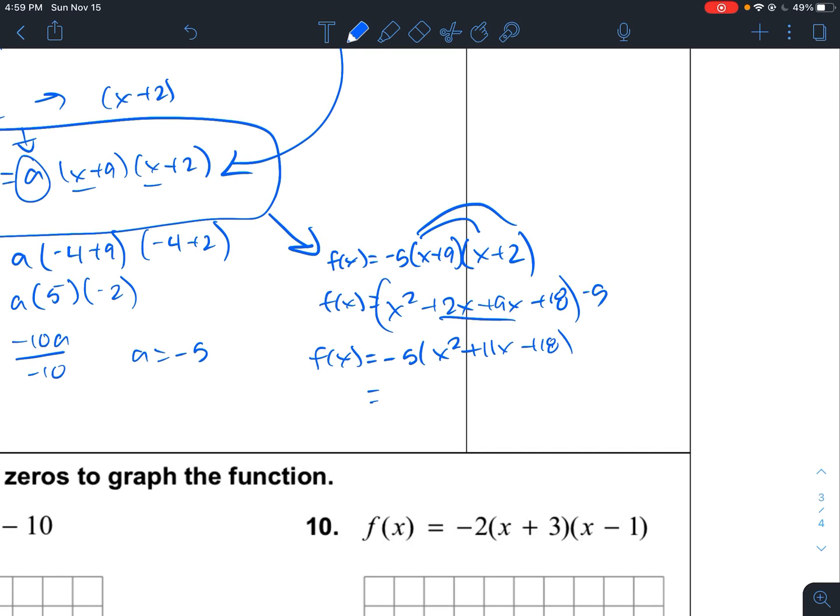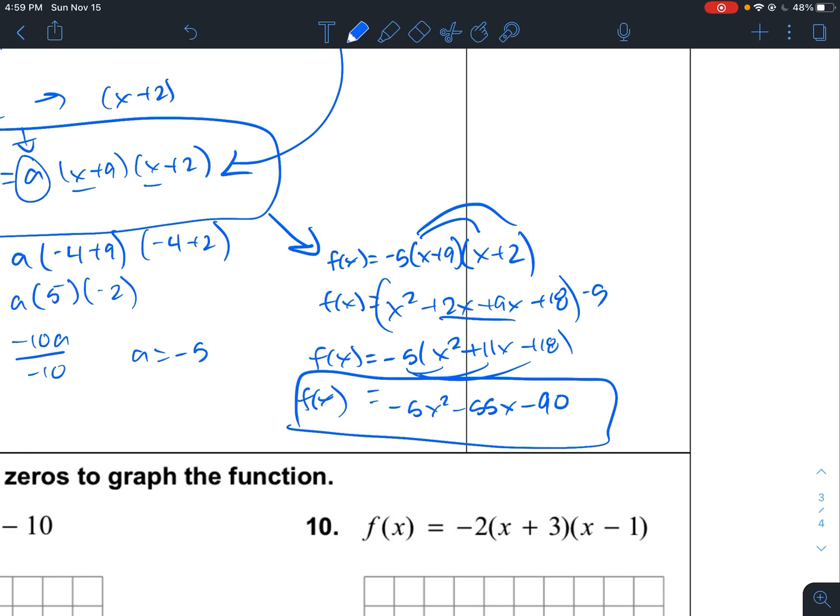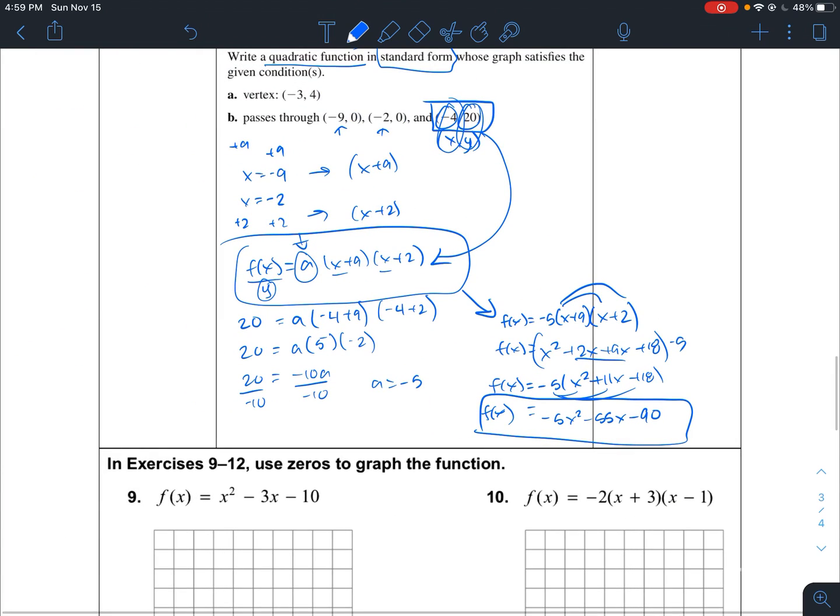So this is equal to, now I can multiply everything by negative 5. So it's equal to negative 5x squared minus 55x minus, the question is, what is 5 times 18? I'm going to pull out my calculator. 5 times 18 equals 90, so minus 90. So f of x is equal to this right here. And there you go.